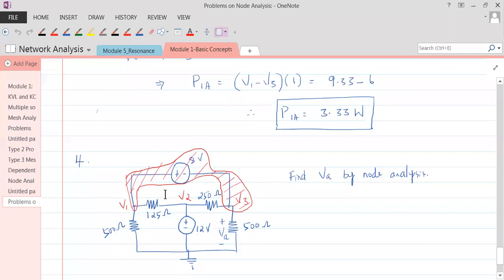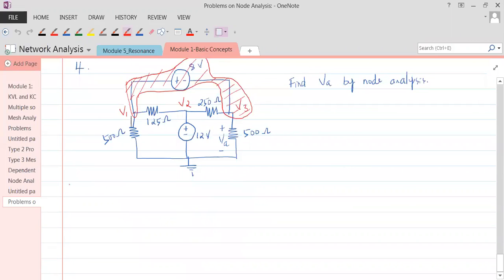So how many unknowns are there? Anybody? V1 and V3 are the unknowns. One KCL, 2 unknowns, not sufficient. When it is a super mesh problem, we used to write the constraint equation. Similarly, when it's a supernode problem, another equation is found by the constraint equation. Everybody just make a note here in the solution.